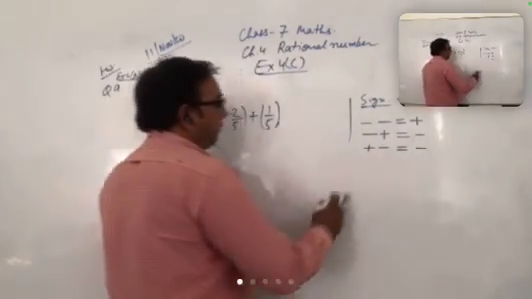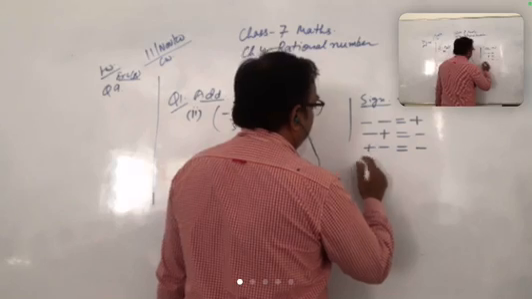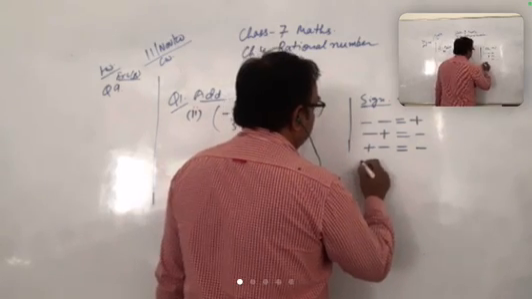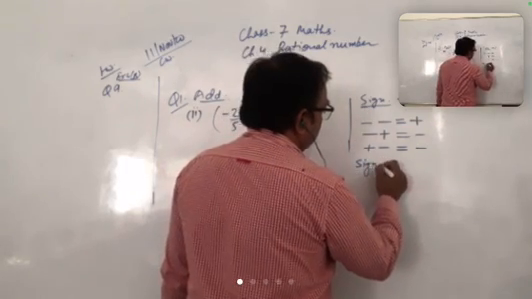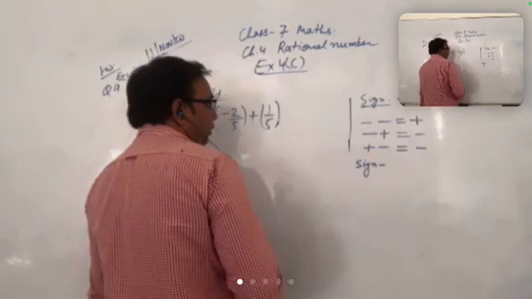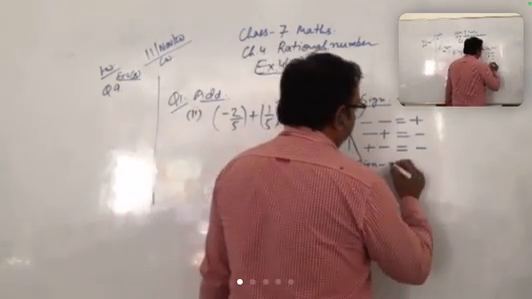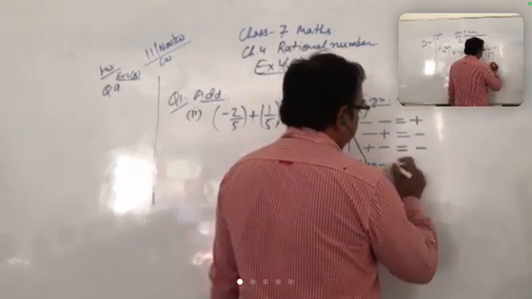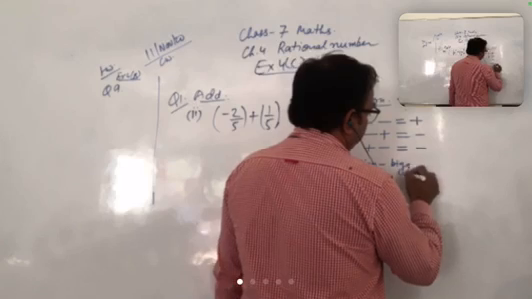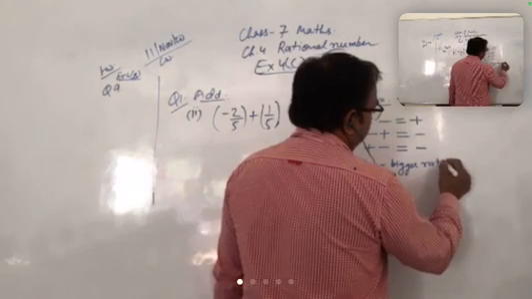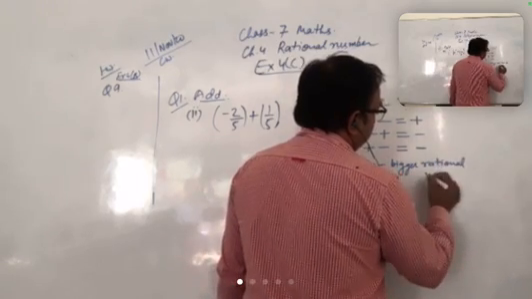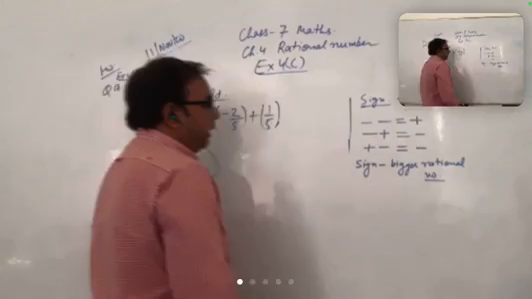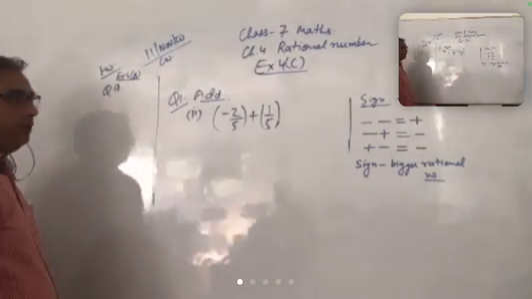And one more thing, the sign: which number's sign do we have to use? We have to use the sign of the bigger number always, the bigger rational number. Every time we have to use the sign of the bigger number.